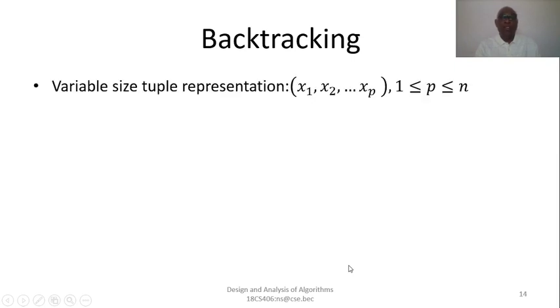Variable size tuple representation is in the form of x1, x2, up to xp, where the value of p may vary depending upon the number of integers considered in the solution or the number of weights considered in the solution. And quite obviously, 1 less than or equal to p less than or equal to n, because there are a maximum of n integers. So at most you can choose n integers. So you have a variable size tuple x1, x2, up to xp, such that the sum of wx1, wx2, wx3, up to wxp will be equal to m.